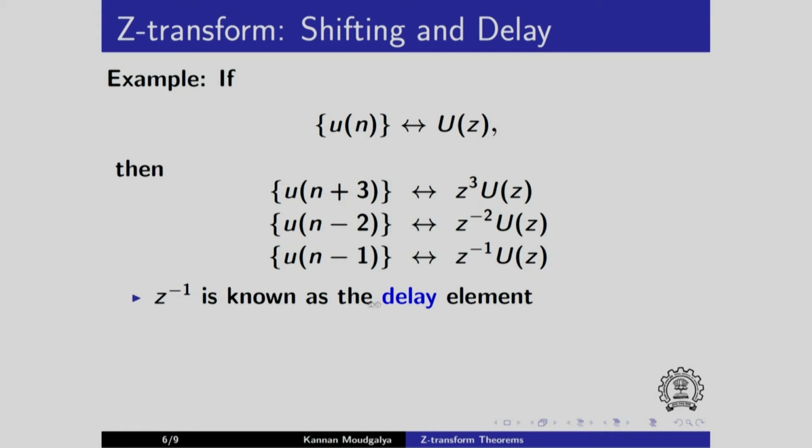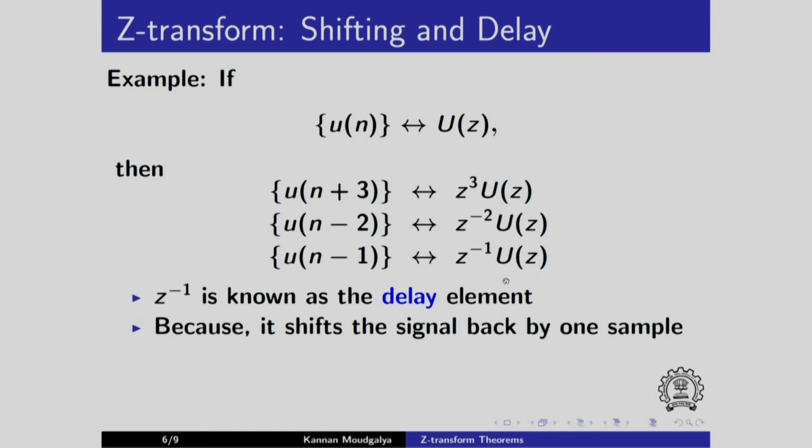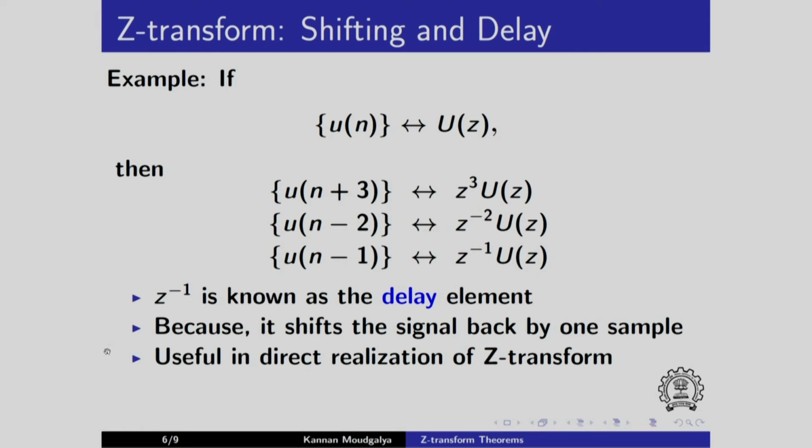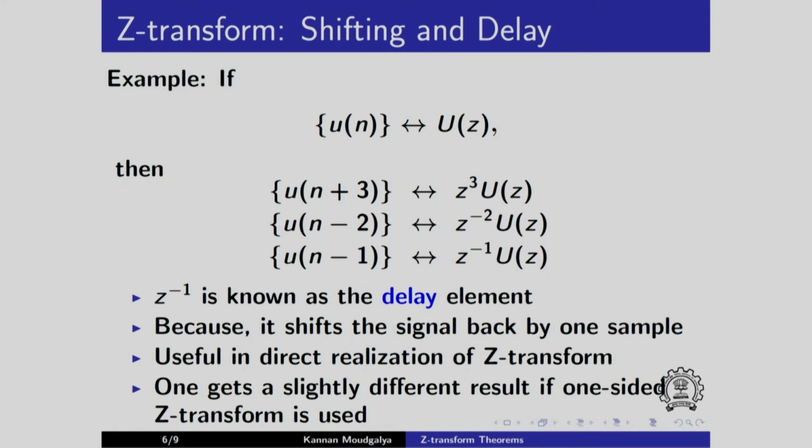z power minus 1 is known as the delay element because it shifts the signal back by 1. So, U of z would have given u of n, you multiply by z power minus 1 and you invert it, you get u of n minus 1. So, this is known as the delay element z power minus 1. This is going to be extremely useful in direct realization of Z transforms, which we will see shortly. One gets a slightly different result if the one-sided Z transform is used. But of course, as mentioned earlier, we will have consistent results as per our definition.